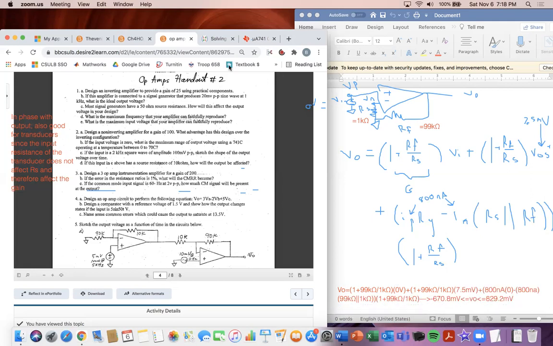Okay, now after 2B, 2C is if the input is a 2 kilohertz square wave of amplitude 100 millivolts peak to peak, sketch the shape of the output voltage over time. Okay, this one's more reasonable at least.